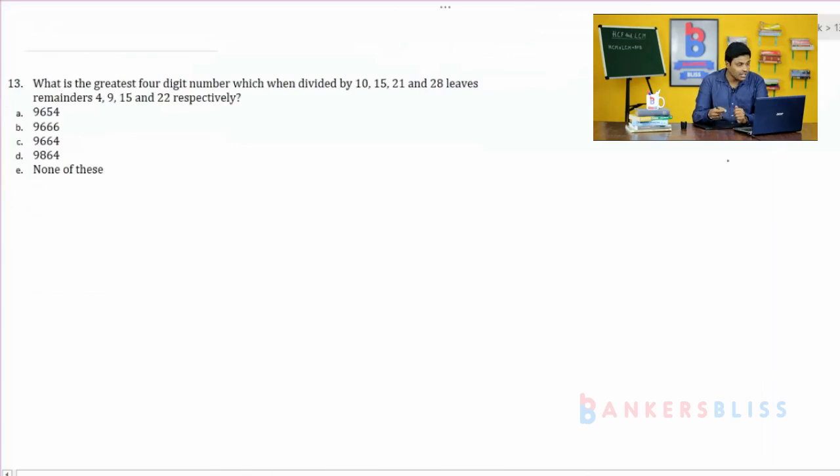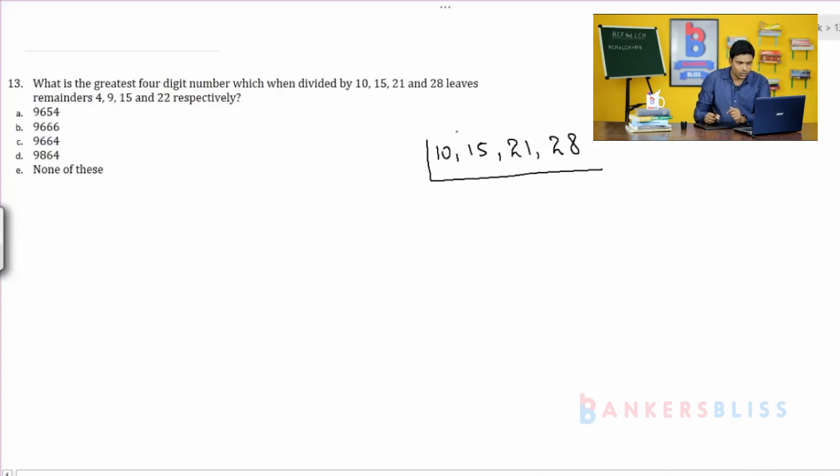But here, the greatest 4-digit number which when divided by 10, 15 and 21 means we have to calculate the dividend. Dividend is nothing but the multiple we have to calculate. So the 4-digit number we have to calculate. So calculate the LCM for 10, 15, 21 and 28. The multiple is nothing but the LCM you calculate.